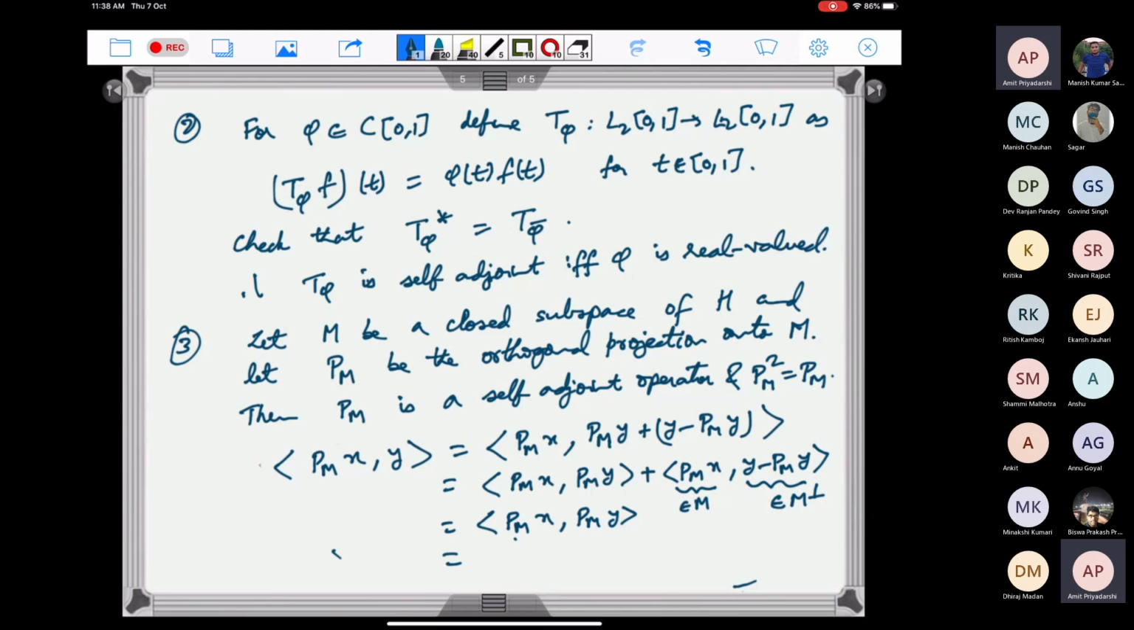So maybe I'll write here similarly X inner product with PMY. This is also equal to PMX inner product with PMY. So here you express X as X minus PMX plus PMX. So you will get this. So this shows that PMX inner product Y is X inner product with PMY for all X and Y. So that means that PM star is equal to PM.